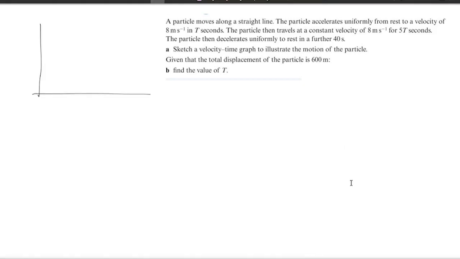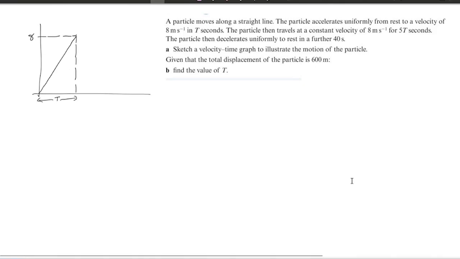My y and my x-axis, velocity, and time. So once again, the particle accelerates uniformly from rest to a velocity of 8 meters in t seconds. So I know that acceleration is going to be positive gradient, straight line, diagonal. So here we go. I'm going to label off the velocity. I know that it gets to a velocity of 8, starting from the origin, a velocity of 0. And I know that the time it takes is t. So I'm just going to show this interval between the beginning and the end as t.